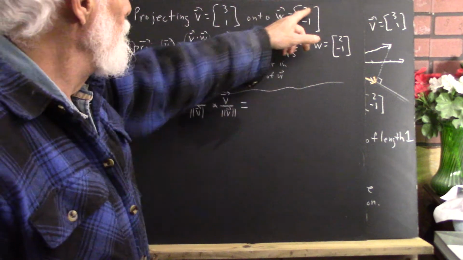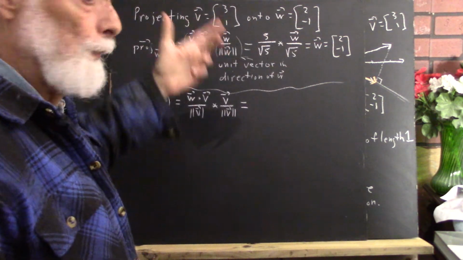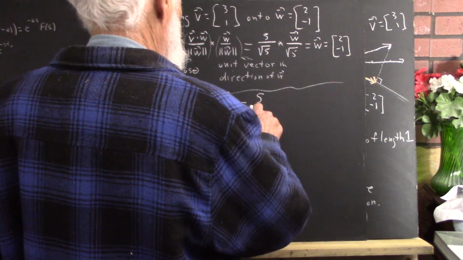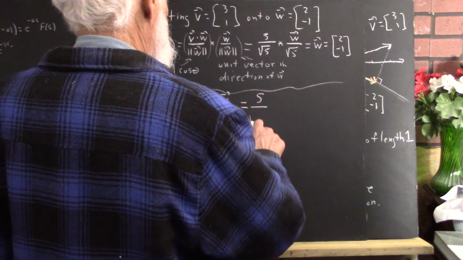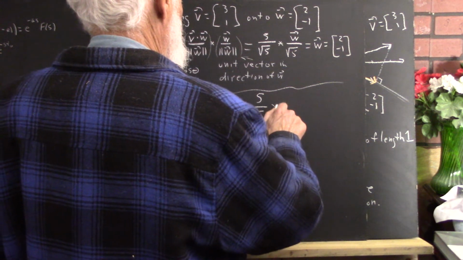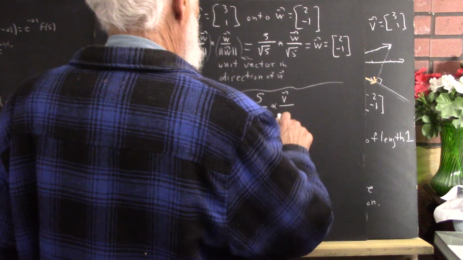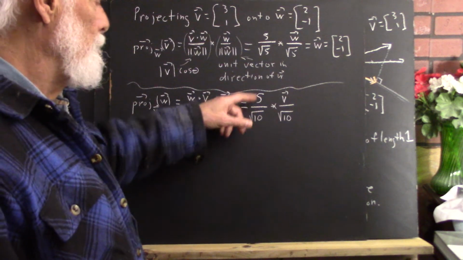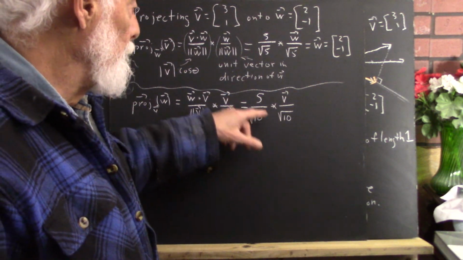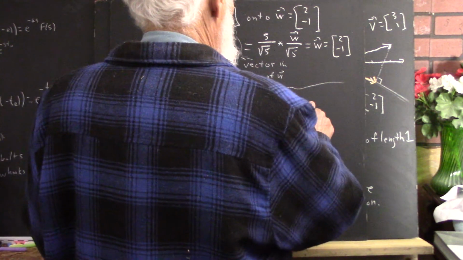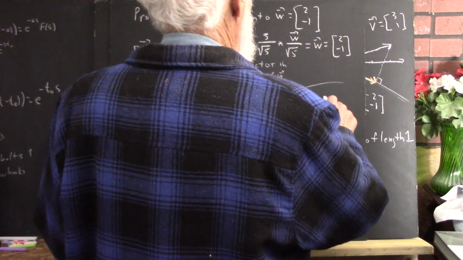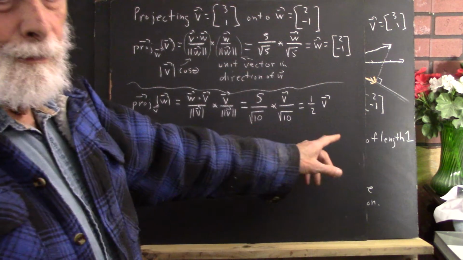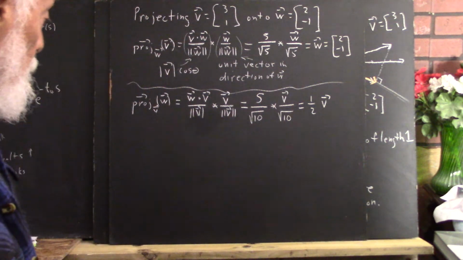W dot V, 2 times 3 is 6, negative 1 times 1 is negative 1, that's 5, just like before. And the magnitude of V is the square root of 10. So when we multiply the two square roots of 10 out, we get 5 over 10, which is 1/2 V. Now again, I wouldn't have predicted that it was going to come out exactly 1/2.